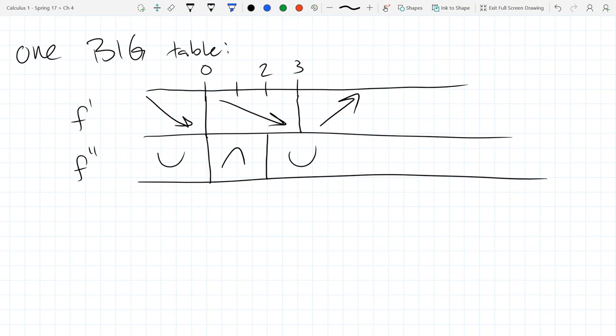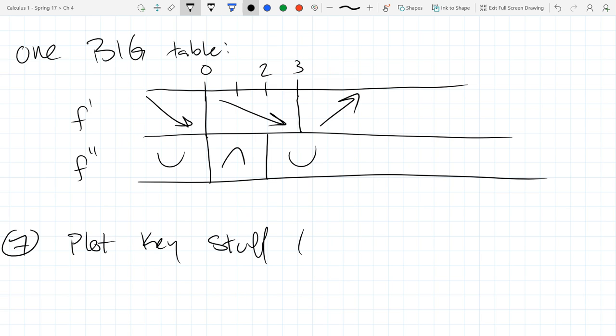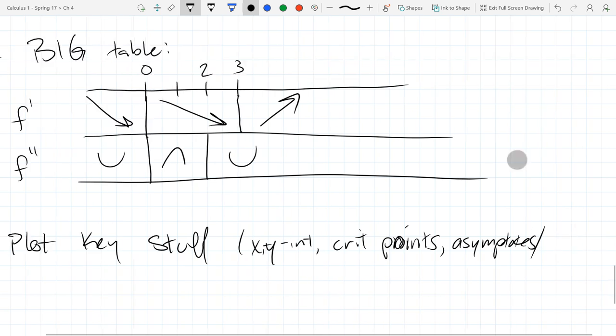So we're finally ready for step 7, which is to draw all the information we have so far on a graph. Let me write down the proper name for it. Plot key stuff, I think, is what I wrote. So these are x and y intercepts, crit points. We don't have any vertical asymptotes, but we did have some end behavior, so I'm just going to write asymptotes slash end behavior.